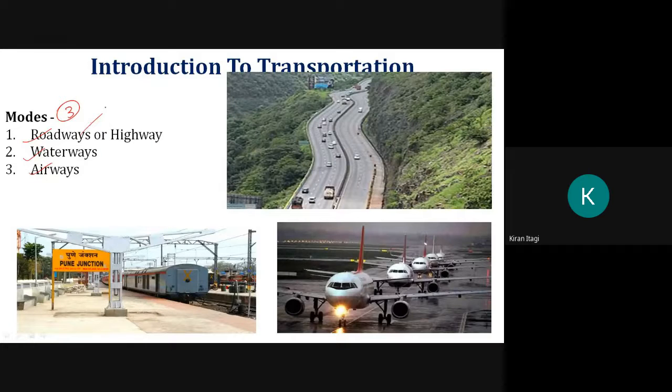In roadways, we can see the bus, traveling or train. These all come under the roadways. Roadways are divided into two types: the flexible pavement and the rigid pavement. Whatever you can see here is nothing but the flexible pavement. Rigid pavement is nothing but a CC road.